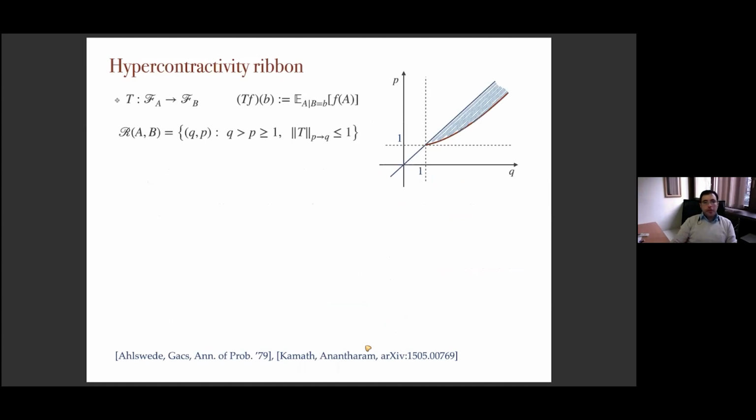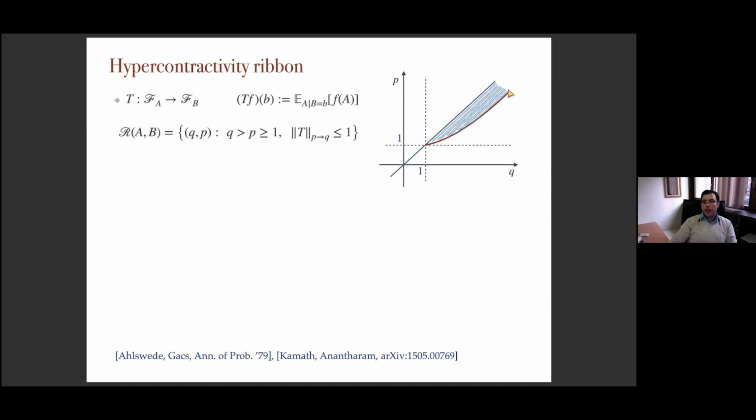And then comes the definition of the hypercontractive ribbon. Given a joint distribution between A and B, I have this conditional expectation operator T, and then I put in a set R of AB, where R stands for ribbon, all pairs Q and P, where Q is greater than P, both of them greater than 1, in such a way that the P to Q norm of T is at most 1.